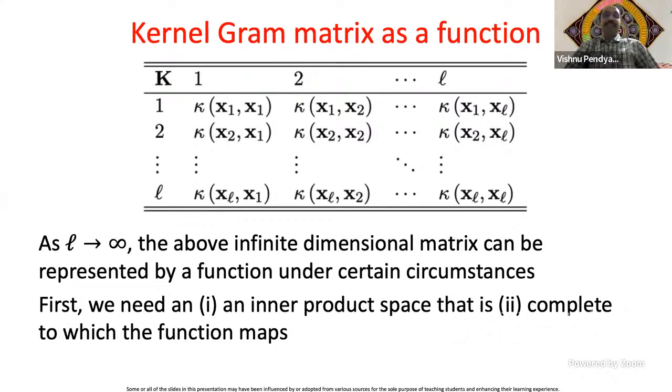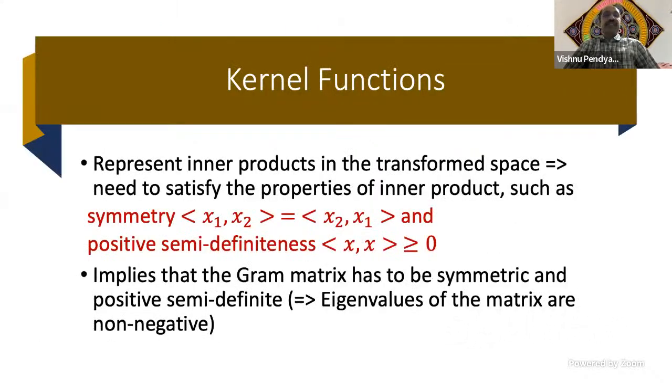Yeah, space is basically like a set in set theory. So kernel functions represent inner products in the transformed space. So they need to satisfy the properties of inner products. So what are the properties? One property is symmetry, right? So the dot product or the inner product of x1 comma x2.